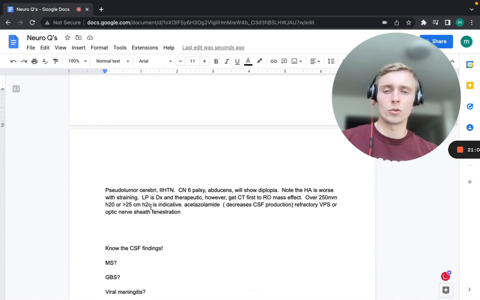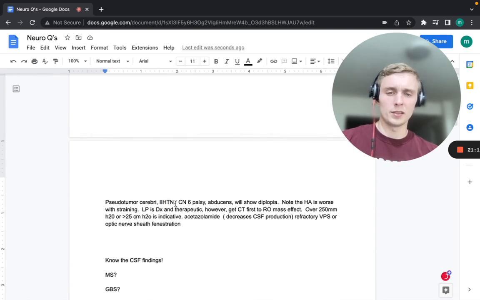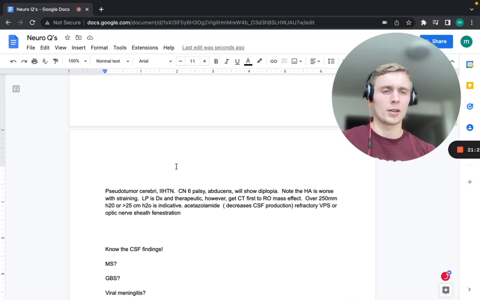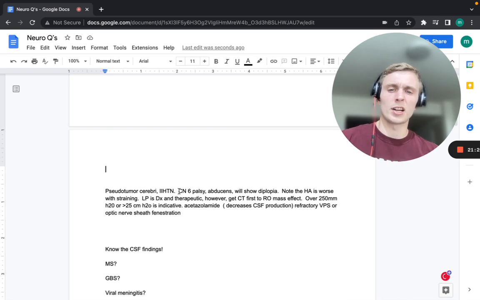So that's going to be a pseudotumor cerebri, idiopathic intracranial hypertension. So remember, younger, middle-aged females, obesity is a risk factor, and you could find a cranial nerve 6 palsy, so that's the abducens nerve, and that's why they might be having some diplopia and could lead to that nausea and vomiting as well. So remember that abducts the eye to the outside in the lateral rectus muscle, so you could be having diplopia as well as general neurologic symptoms. And also, the headache gets worse with straining.